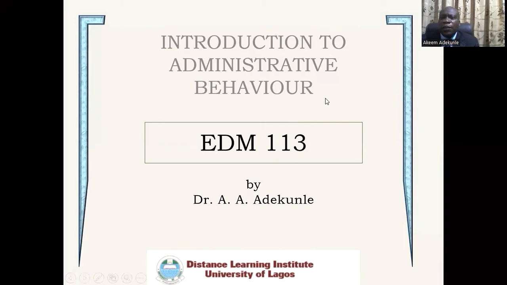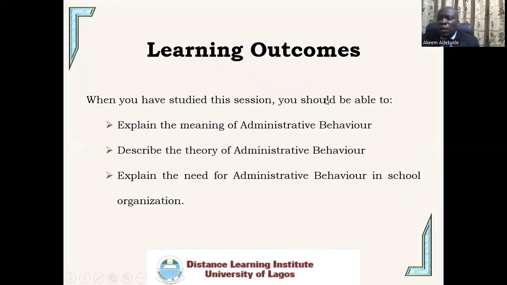The learning outcome of this study session, in form of the objectives of the study session, are 3. And it is expected that when you have studied this study session, you should be able to do at least 3 things.